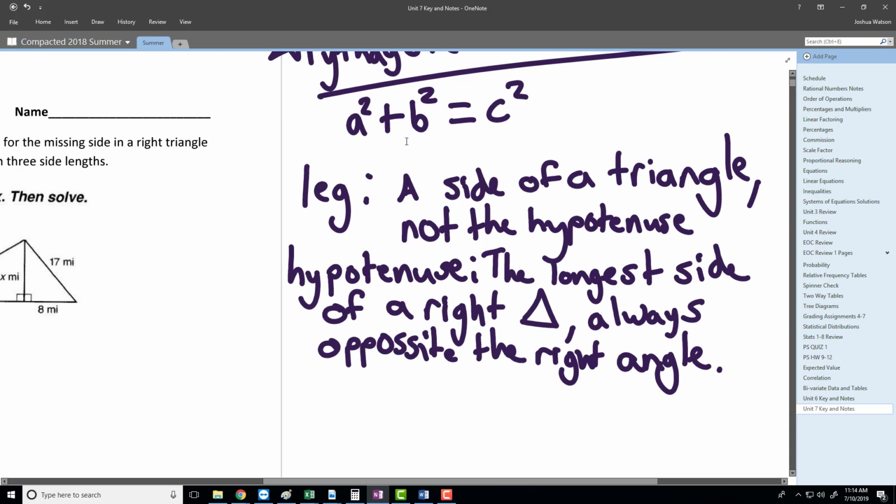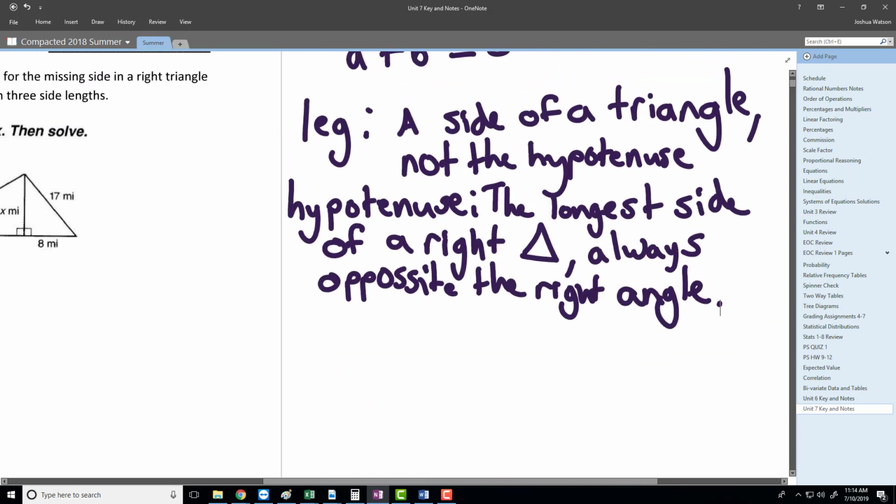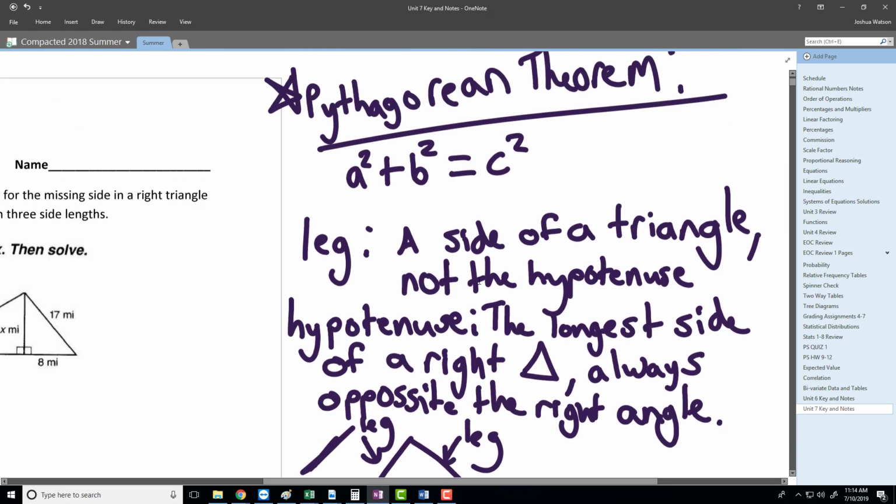Okay. Note that the Pythagorean theorem, a squared plus b squared equals c squared, needs additional explanation. So let's give an example to explain this. First of all, here's a triangle. This is a leg. This is a leg. And this is a leg. This is not a right triangle. The Pythagorean theorem does not apply. There's no hypotenuse to be seen. There's no right angle. You cannot use the Pythagorean theorem for this triangle. The relationship does not hold true unless the triangle is a right triangle.